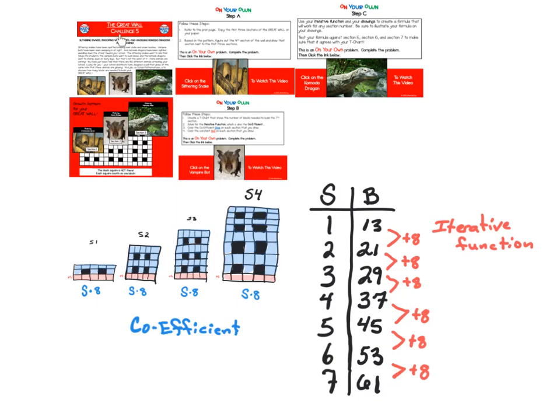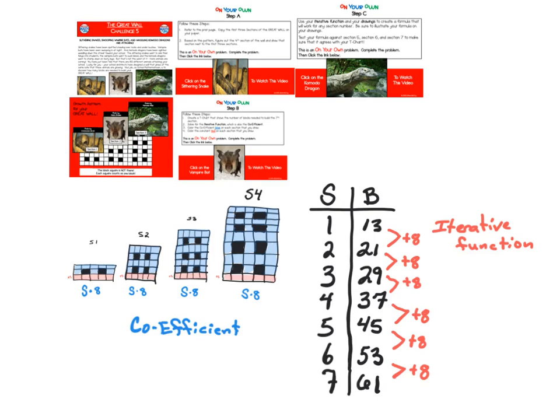Hello and welcome to the Great Wall Challenge 5, and we are on step C. This is where we need to use our iterative function to create a formula that will work for any section number, and then we're also going to use the illustrations here to draw our formula and show how our formula works on the drawings. Once we create our formula, we need to test it against section number 5, 6, and 7 to make sure that it agrees with our T-chart. So let's go ahead and do that right now.